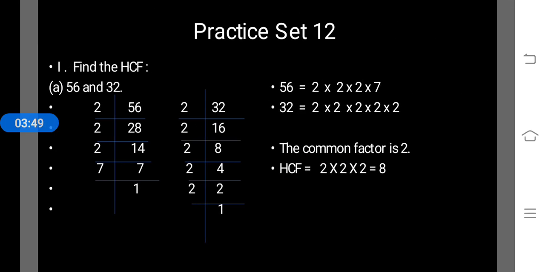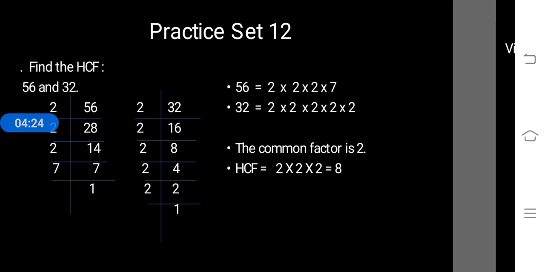Let's solve practice set 12. First one, 56 and 32. 56 can be factorized into 2 into 2 into 2 into 7, and 32 is factorized into 2 into 2 into 2 into 2 into 2. What is the common number in 56 and 32? It's 2. And how many times? It's 3 times. So the common factor is 2 and the HCF is 2 into 2 into 2. That's 8.